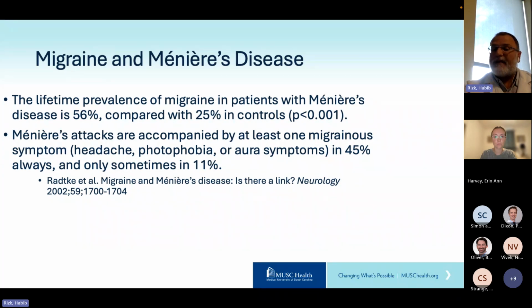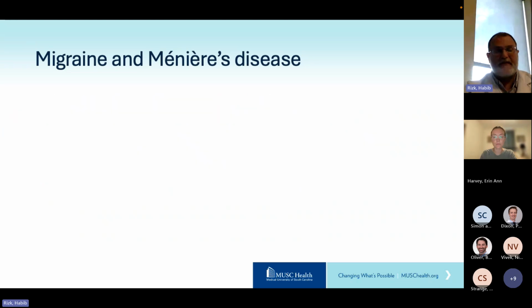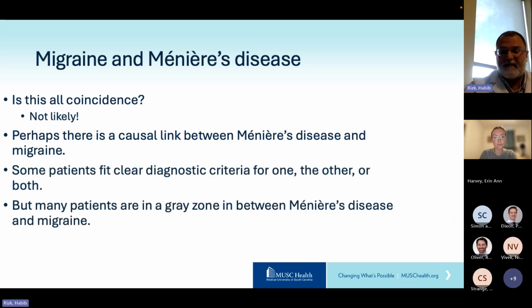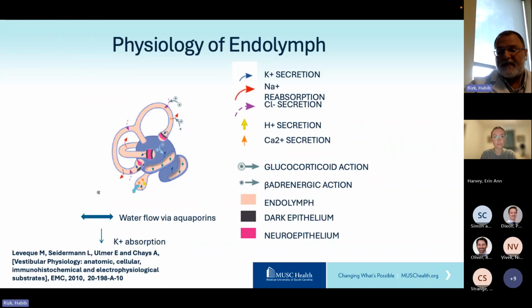Meniere's attacks are accompanied by at least one migraine symptom in 45% of patients always, and only sometimes in 11% of patients. It's unlikely that this is a coincidence, and maybe there is a causal link between Meniere's disease and migraine. Many patients are in the gray area in between Meniere's disease and migraine.